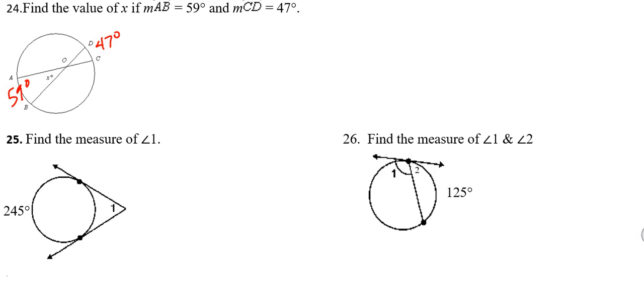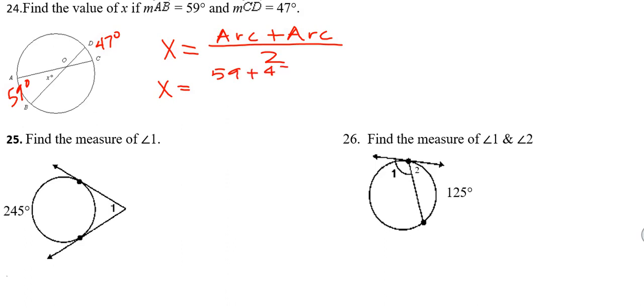So what I know is that to find that angle in the middle, that angle x, x is equal to arc plus arc divided by 2. So to find x, I'm going to do 59 plus 47 and divide that by 2. When I add 59 to 47, I get 106. When I divide 106 by 2, I get 53 degrees.